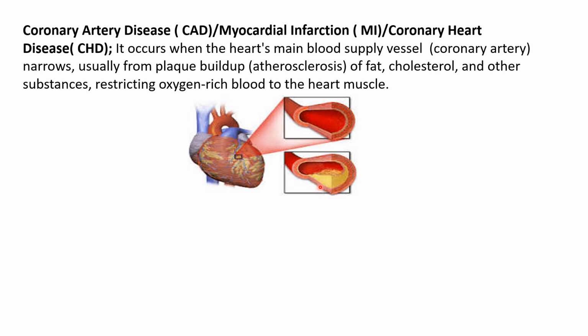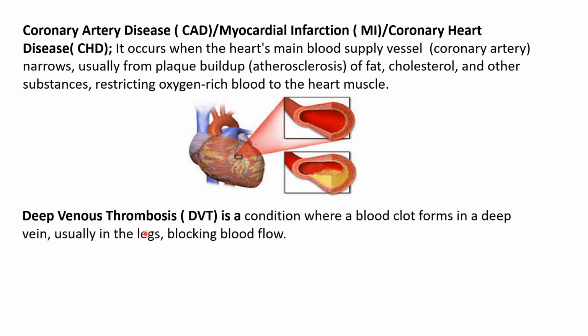This is the coronary artery disease, which has accumulation of plaque within the artery, narrowing the lumen of the artery and reducing the blood supply to the heart muscles. This is a normal coronary artery, and this one has plaque in it. So when this blockage is complete, it can lead to heart attack.